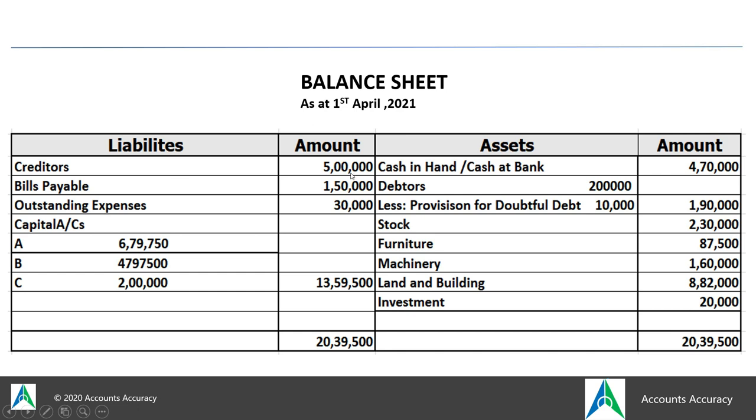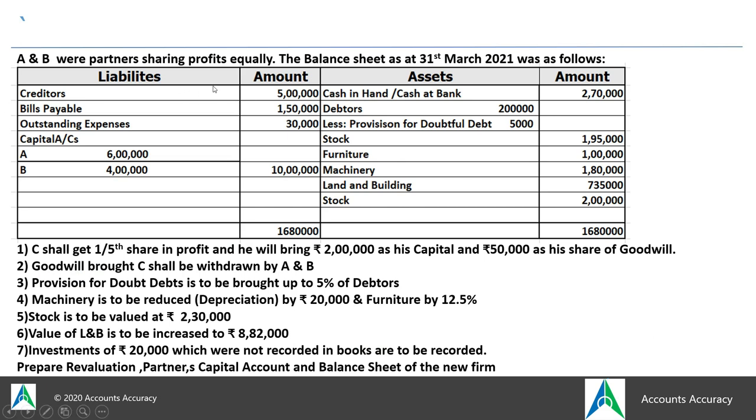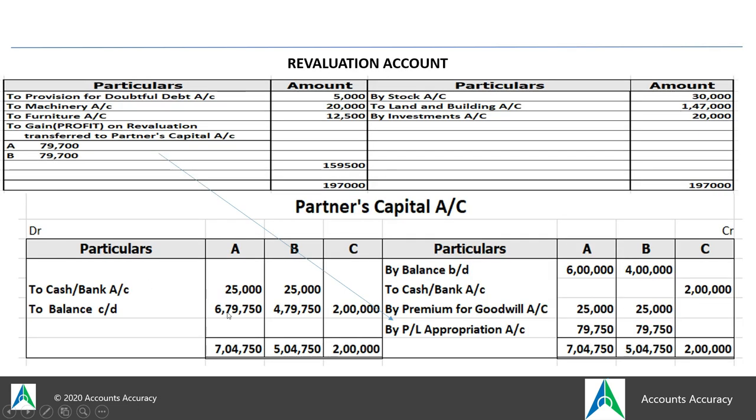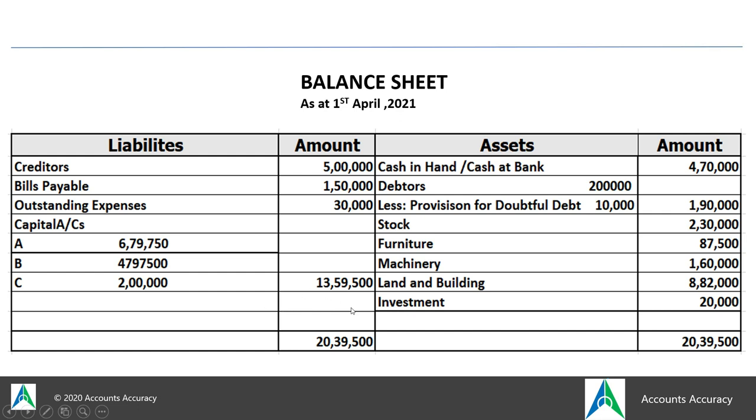Your creditors were 5 lakh and bills payable was 1,50,000, and your outstanding expenses were 30,000. So these three, there is no change, simply it will be mentioned what is given in the old balance sheet, as there is no change in the value of creditors, bills payable and outstanding expenses. So same value will be copied down, and then the new capital values of the old partners will be shown in the balance sheet. You can see here these are the three balances of capital of the partners. These balances will be shown in the balance sheet, and total amount of all the three partners capital value will be written in final column.